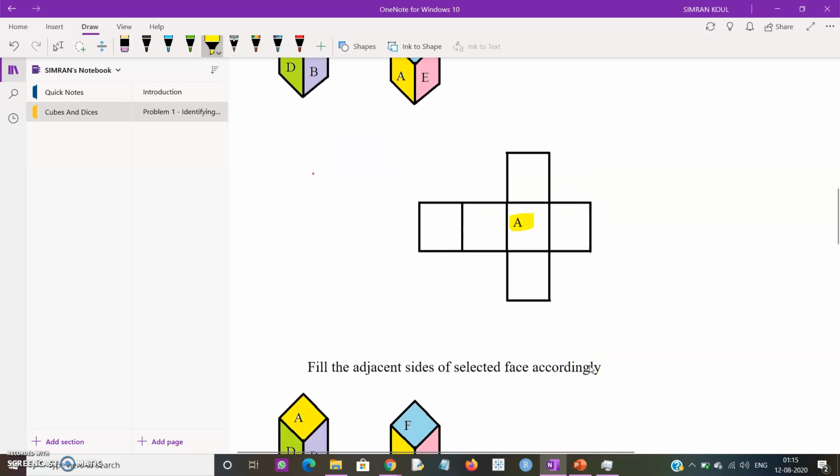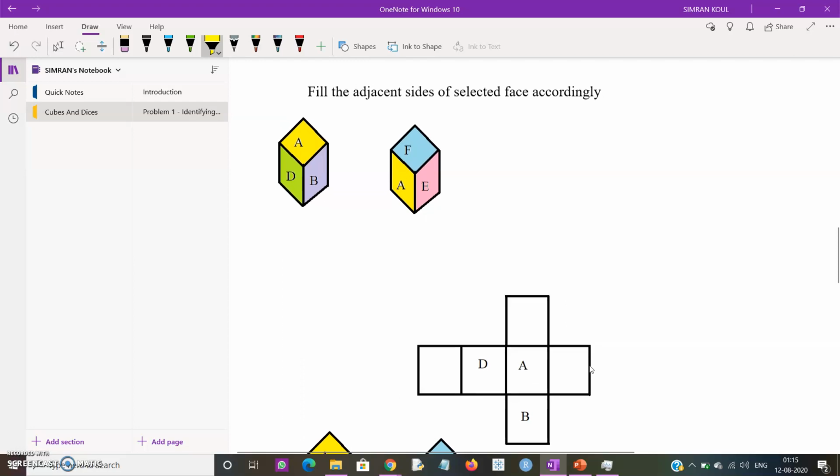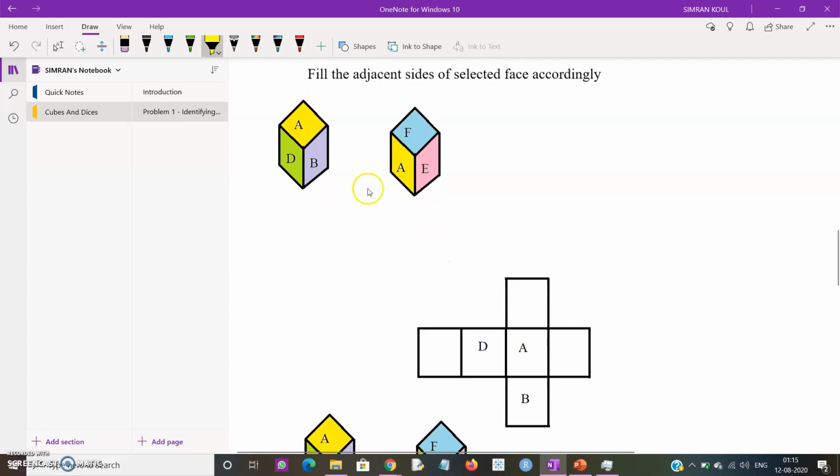Okay. Now the next step says fill the adjacent sides of the selected face accordingly. As we have selected A, we have to fill the adjacent sides, which are B and D as per figure 1 and F and D as per figure 2. First we will fill D and B. As in the figure you see, D is to the left of A and B is to the right of D. Here is A and left of A is this position. As D is to the left of A, fill D here. Now B is to the right of D. Right of D means this position, so fill B here. This means we are done with D and B.